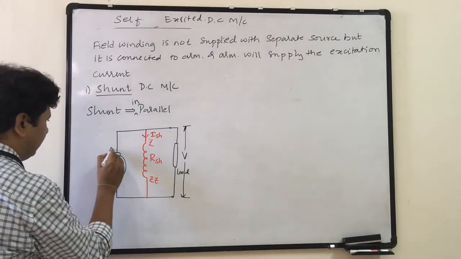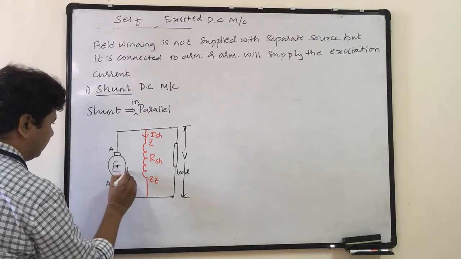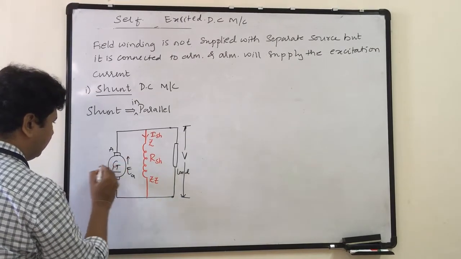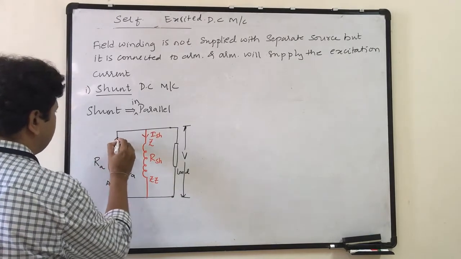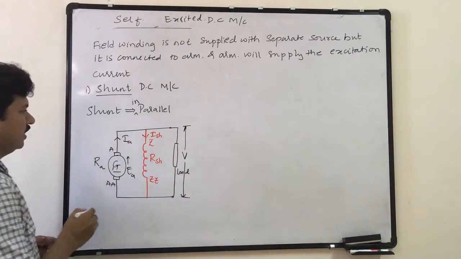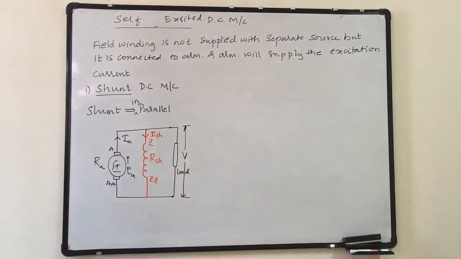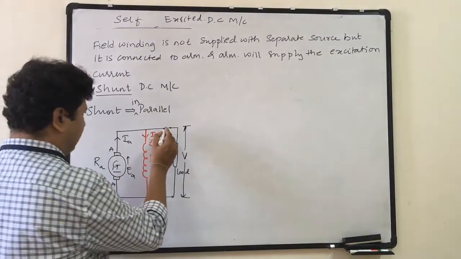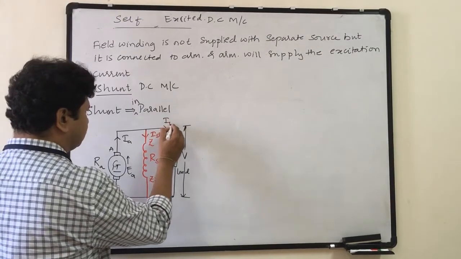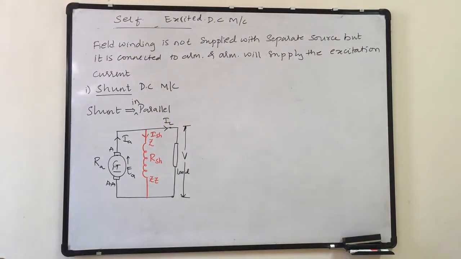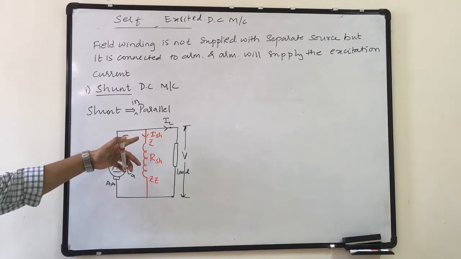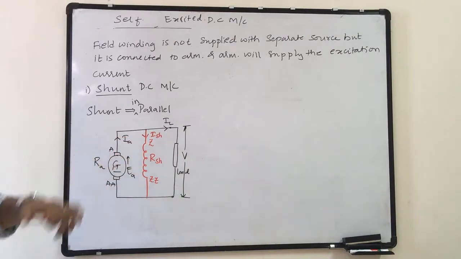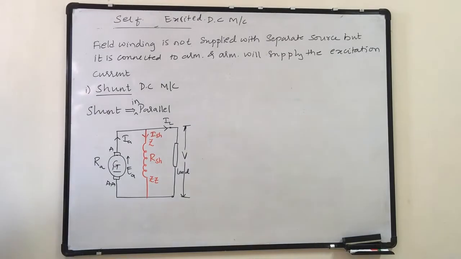And here it is the armature. The voltage generated is EA. It has some resistance. Now this is the current IA, the armature current. Here the armature current is not equal to the load current. This is the load current IL, because a part of the armature current is flowing through the field winding, and the load current is the armature current minus the field current, some value less than the armature current.